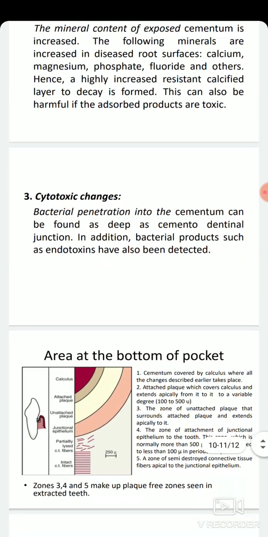The next change is cytotoxic. Cytotoxic changes occur due to bacterial penetration into the cementum and can be found as deep as the cementodentinal junction. In addition, bacterial products such as endotoxins have been detected in these areas.